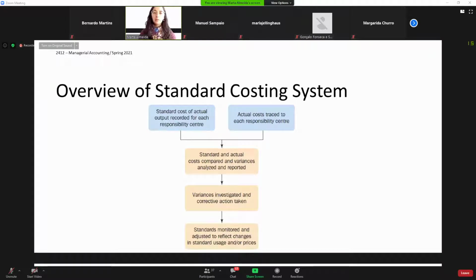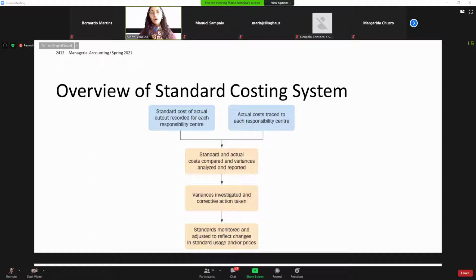We used different systems to allocate indirect costs to products. We could use traditional costing systems with a single overhead rate, multiple overhead rates, homogeneous cost pools, and the activity-based costing system.